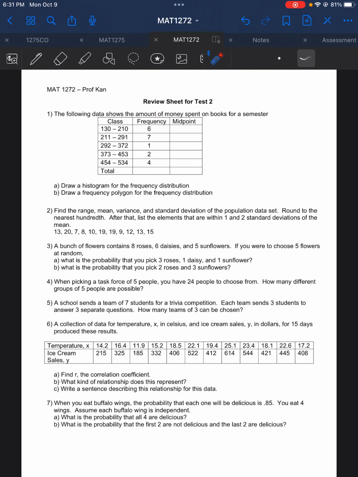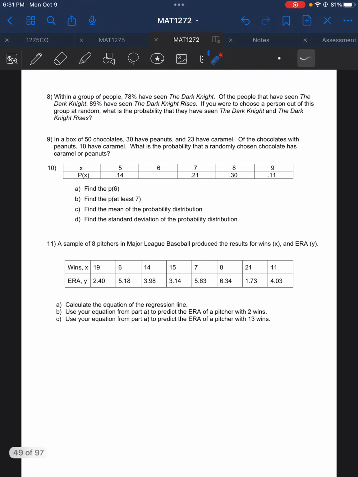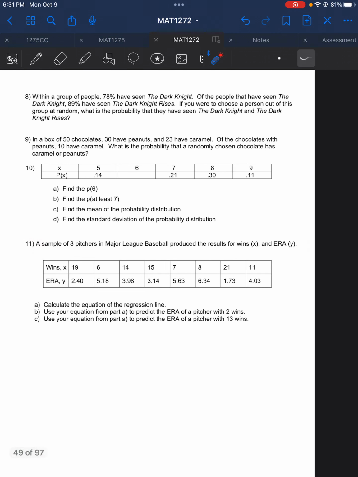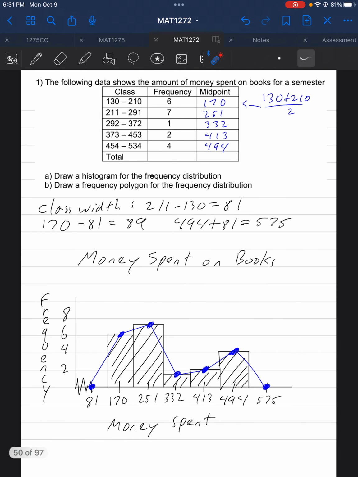The review sheet for exam 2 is found on OpenLab, contains 2 pages of problems, 11 questions in total. Number 1, getting a frequency distribution and making a histogram and a frequency polygon.